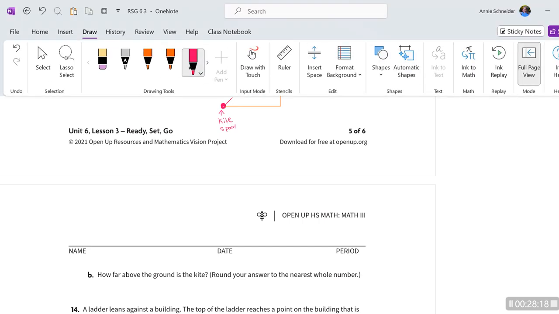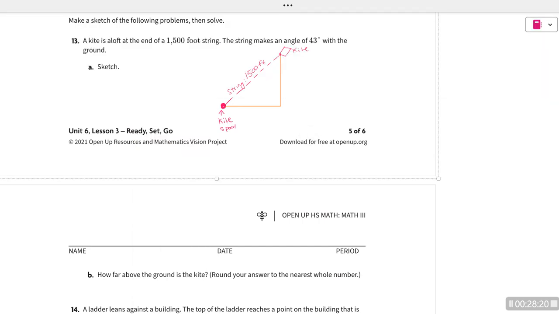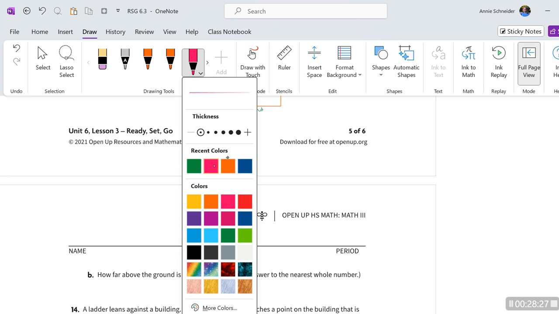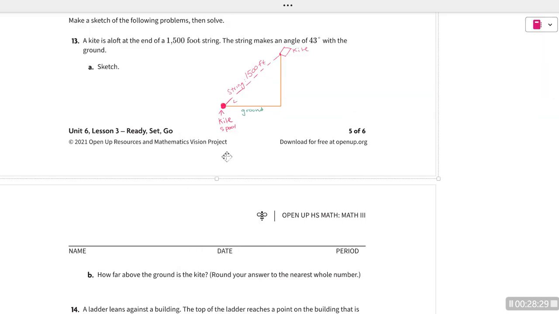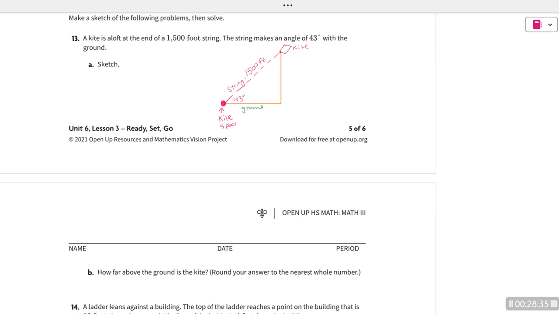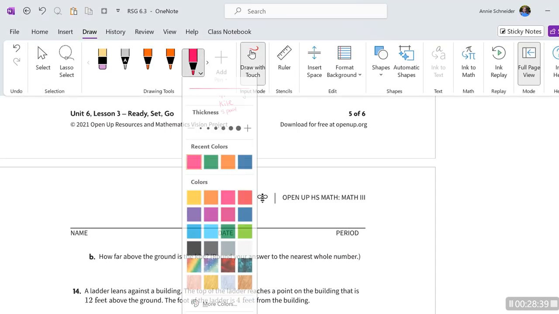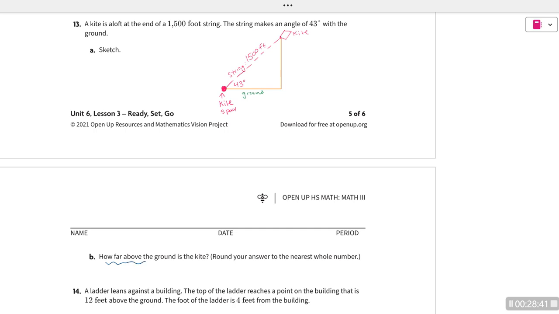So we're assuming that this is the ground. Now we wouldn't really fly a kite from the ground, but maybe this is some type of special kite. It is extremely long string. So 43 degrees right there, angle between the string and the ground. So there's our sketch. So now it says, how far above the ground is the kite? So that's our question in part B.